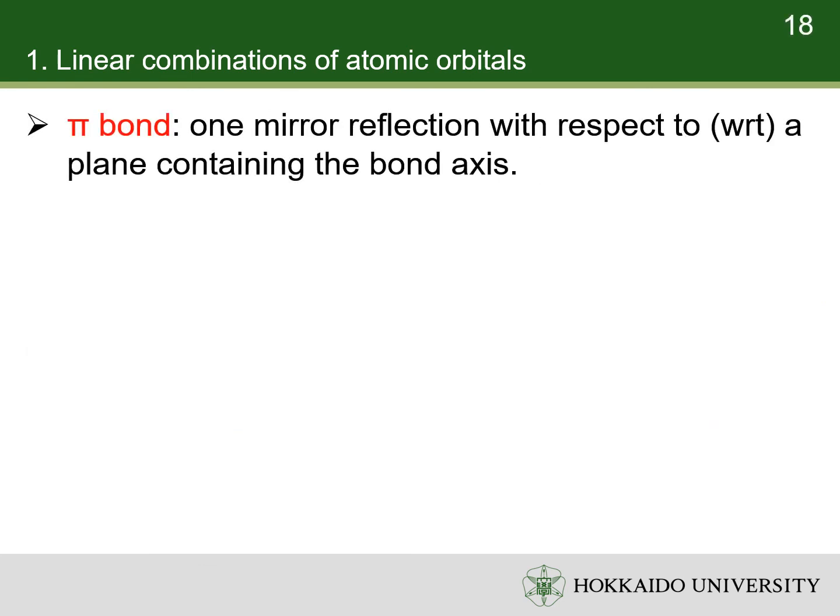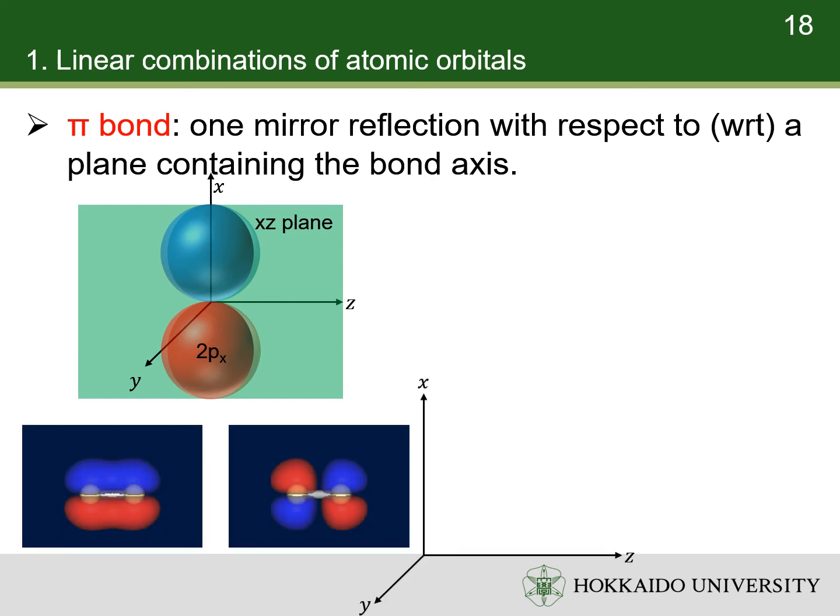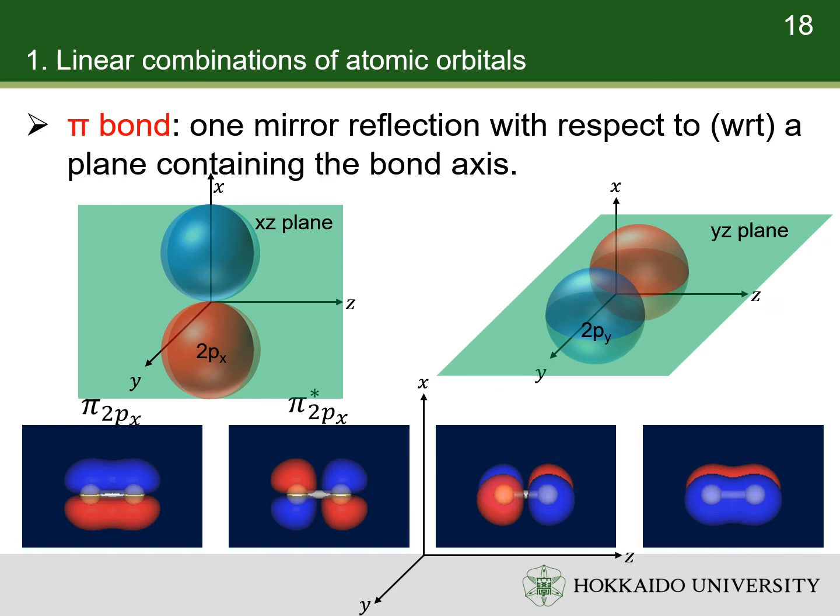A pi bond is a bond with one mirror reflection with respect to a plane containing the bond axis. Recall that a 2px orbital has a mirror reflection with respect to the xz plane. So, the linear combination of two 2px orbitals has a mirror reflection with respect to the xz plane as well. They are the bonding pi 2px orbital and the antibonding pi 2px orbital. The situation is the same for 2py orbitals. The 2py orbitals form the bonding pi 2py orbital and the antibonding pi 2py orbital. They have mirror reflection with respect to the yz plane.